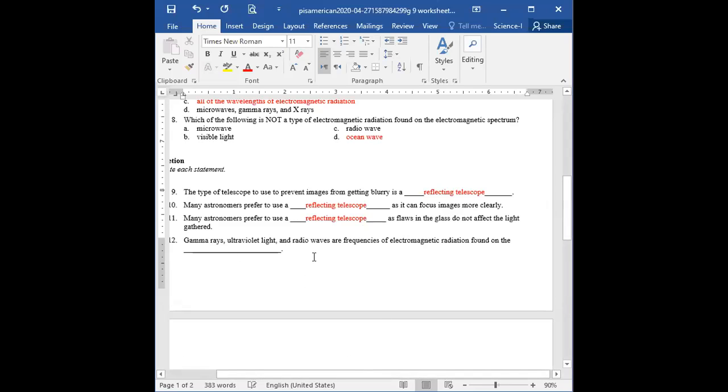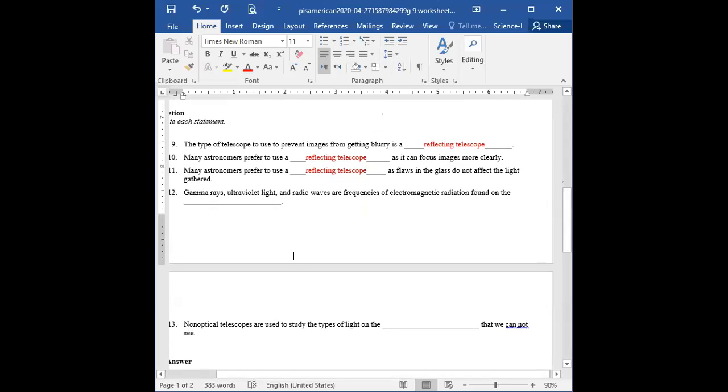Okay, then let's pass to question number 12. Gamma rays, ultraviolet light, and radio waves are frequencies of electromagnetic radiations found on the, okay, yes, Adham? Electromagnetic spectrum. Good, electromagnetic spectrum.